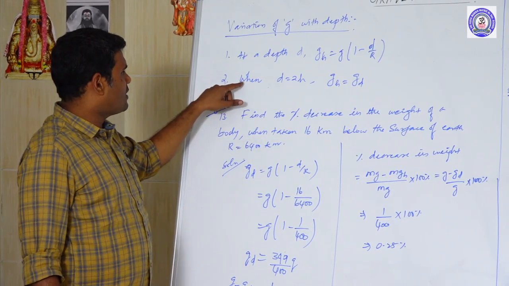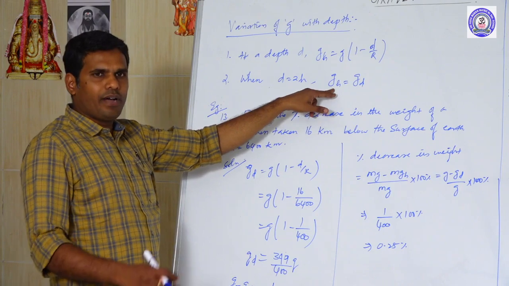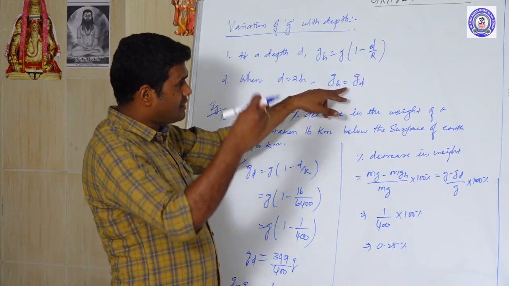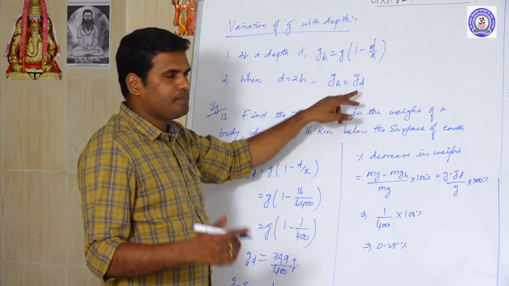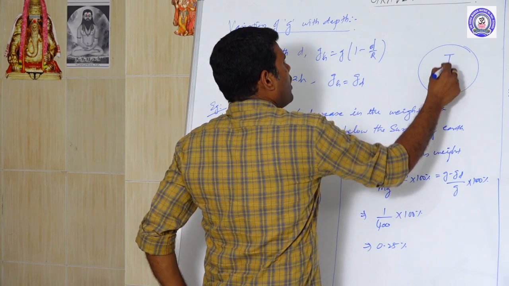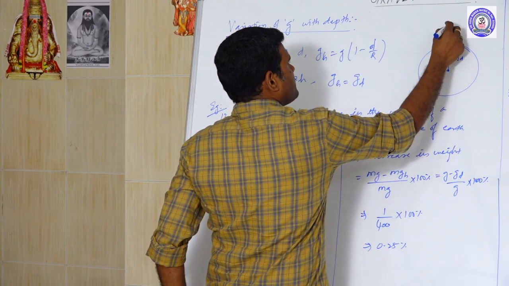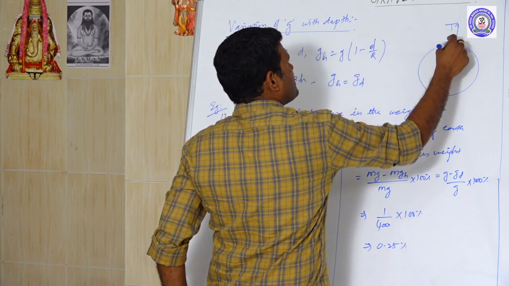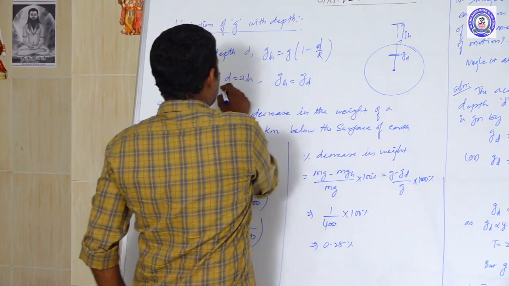Another expression is that when d equals 2h, the value of acceleration due to gravity at the height h will be equal to the value of acceleration due to gravity at the depth d. If the value of acceleration due to gravity at a depth d and the height h are equal, then this condition will exist.